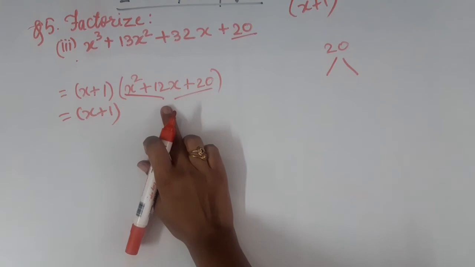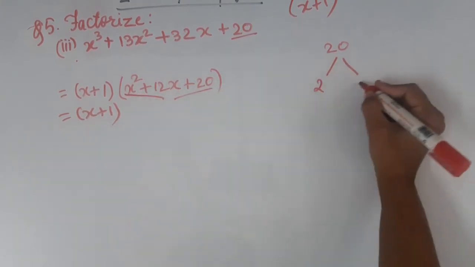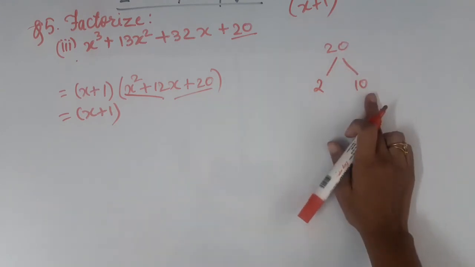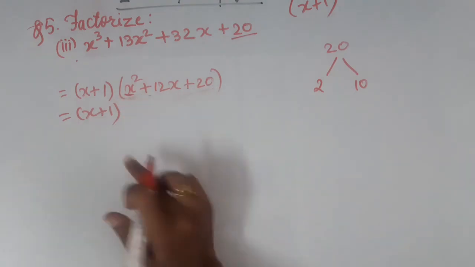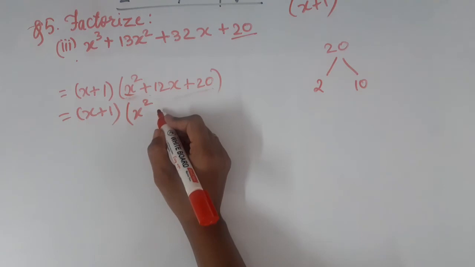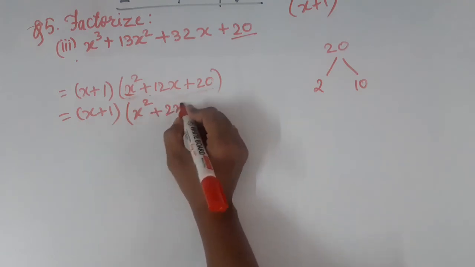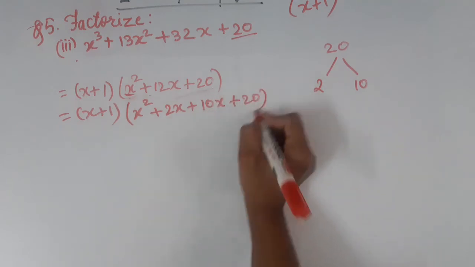So we want product as 20 and sum as 12. So 2 into 10 I'll get. 2 into 10, 20, and 2 plus 10, 12. Right? So these are the two factors which we need. So split the middle term, x square as it is. 12x, let us write it as 2x plus 10x. Okay, and that plus 20 as it is.